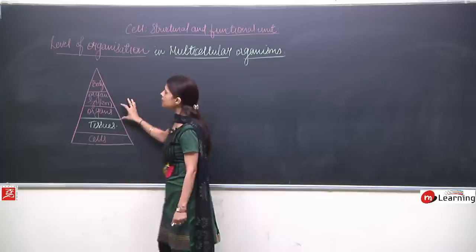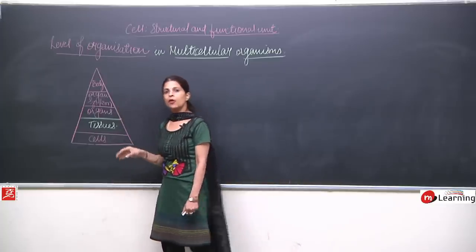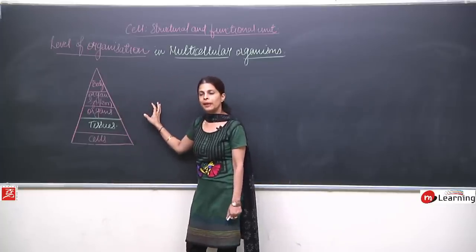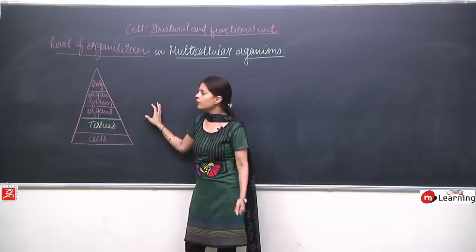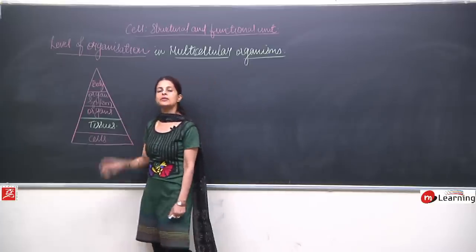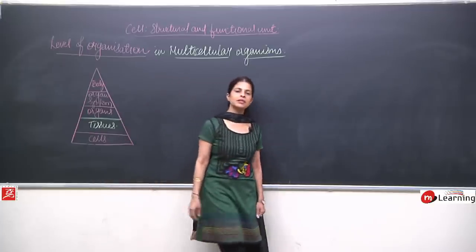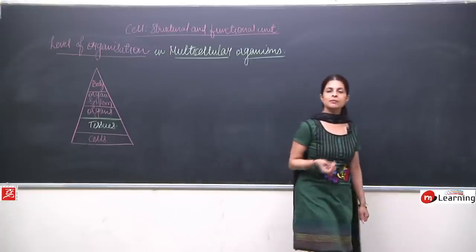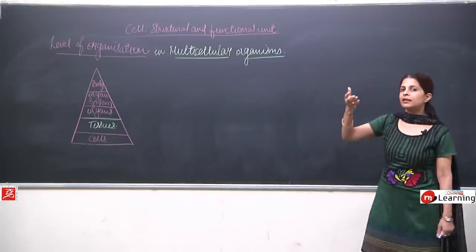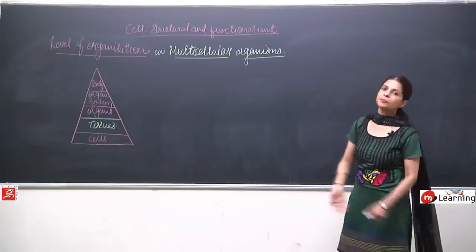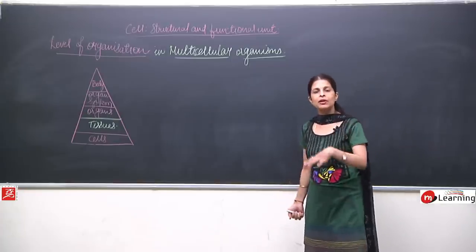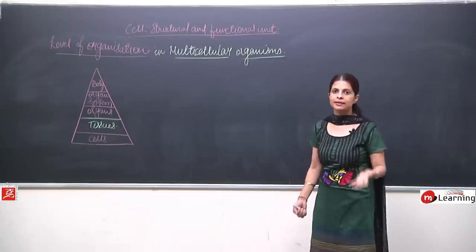When many organs combine, they form organ system. How many organ systems are there? There are different organ systems in our body. Like when we talk about the digestive system, what is it made up of? Digestive system is made up of first of all the buccal cavity, then esophagus, then stomach, small intestine, large intestine, and many parts are there.